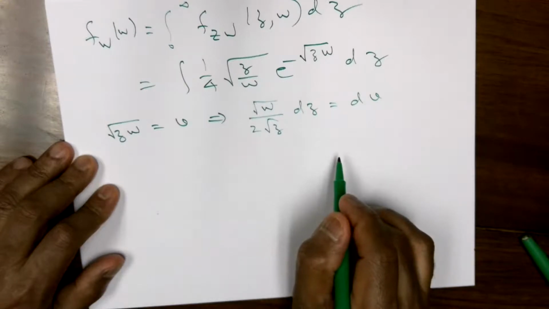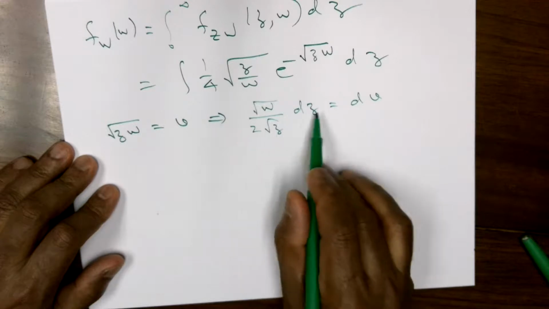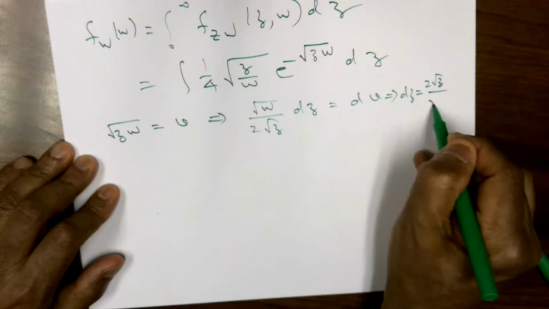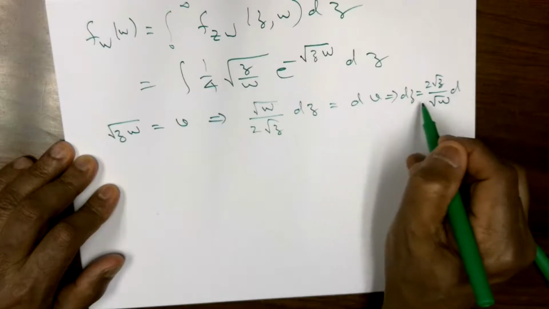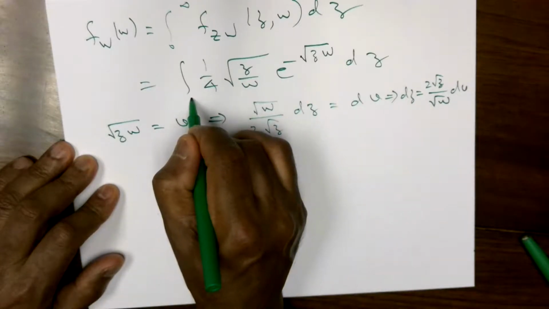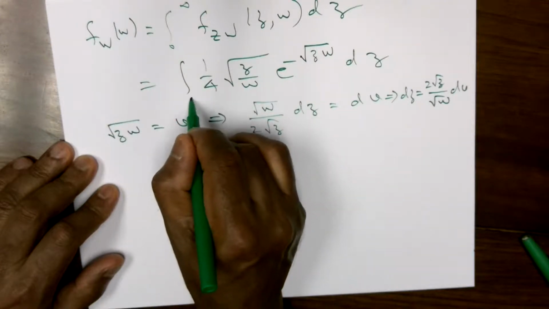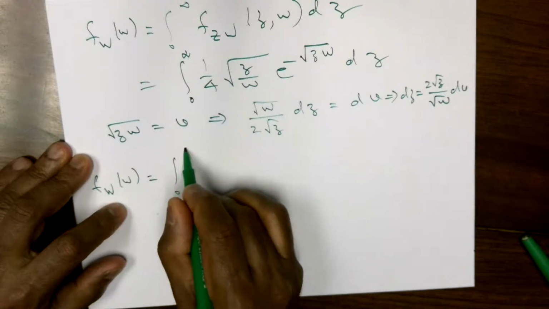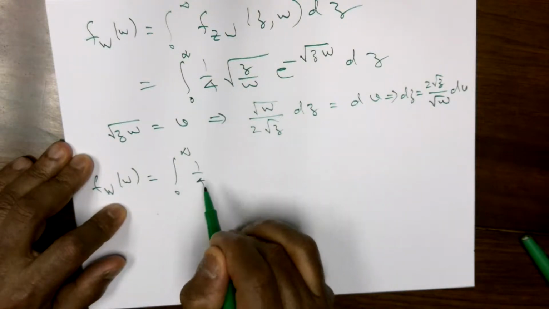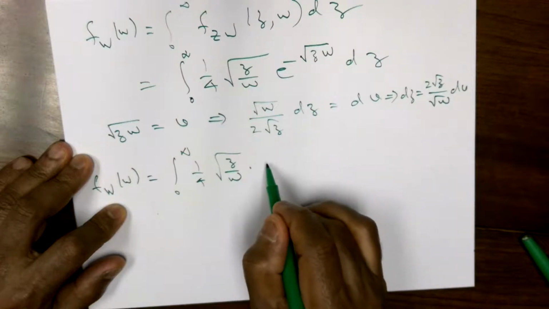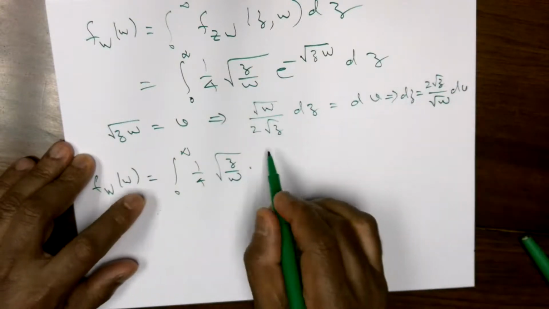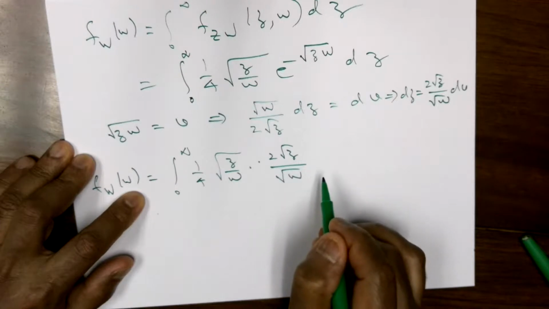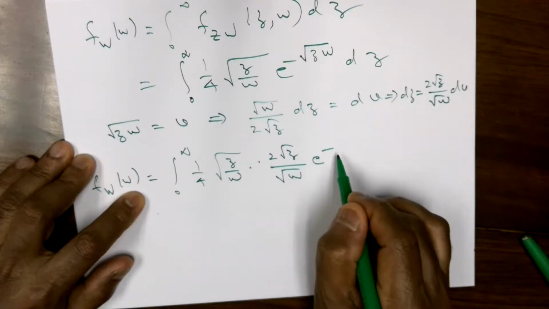So if I substitute for dz from here, dz would be 2 square root of z over square root of w, dv. So let me substitute it here. So the limits are 0 to infinity here. So we get f_W(w), and the limits still stay the same, 0 to infinity. And I have 1 over 4 square root of z over w, and then instead of dz, I'm going to have 2 square root of z over square root of w, e to the power minus v dv.